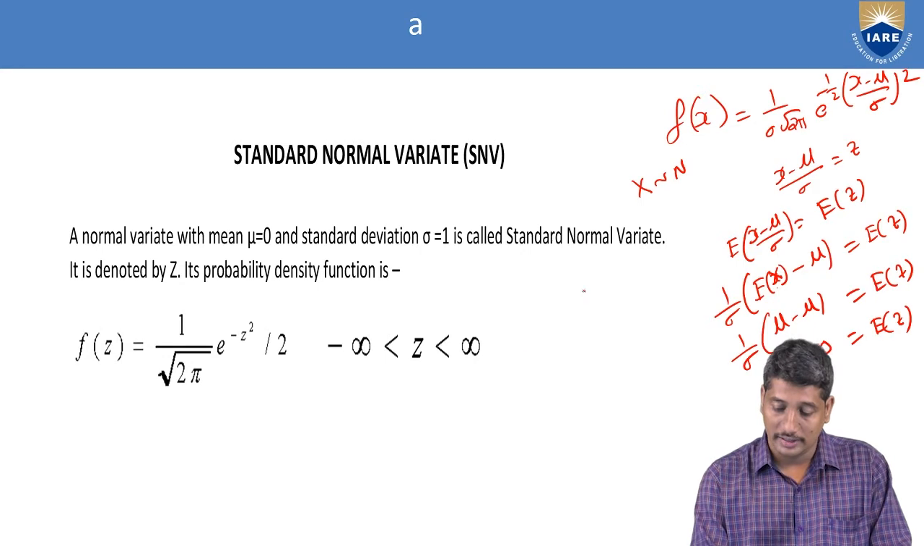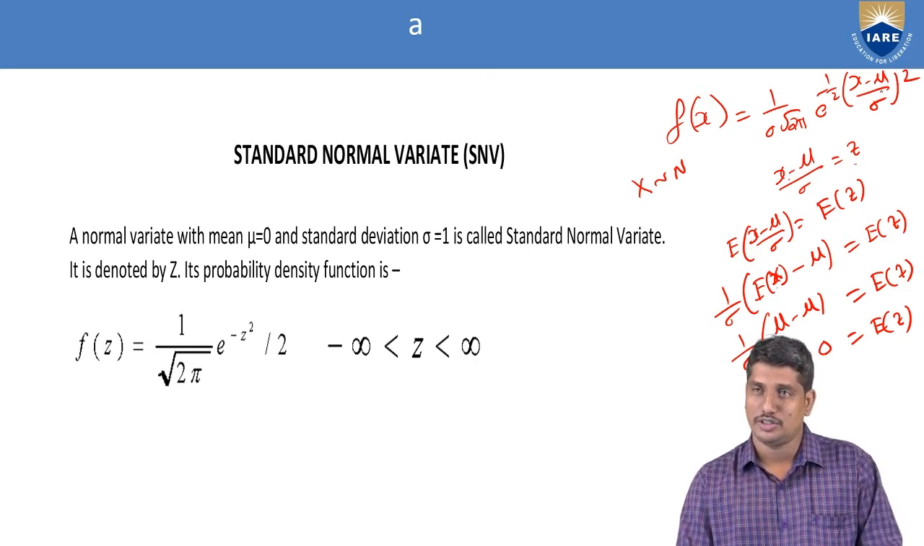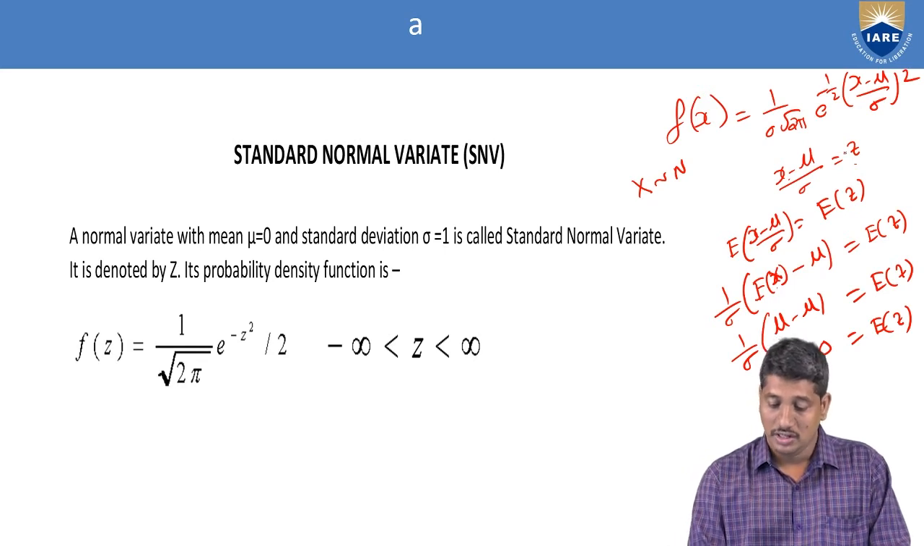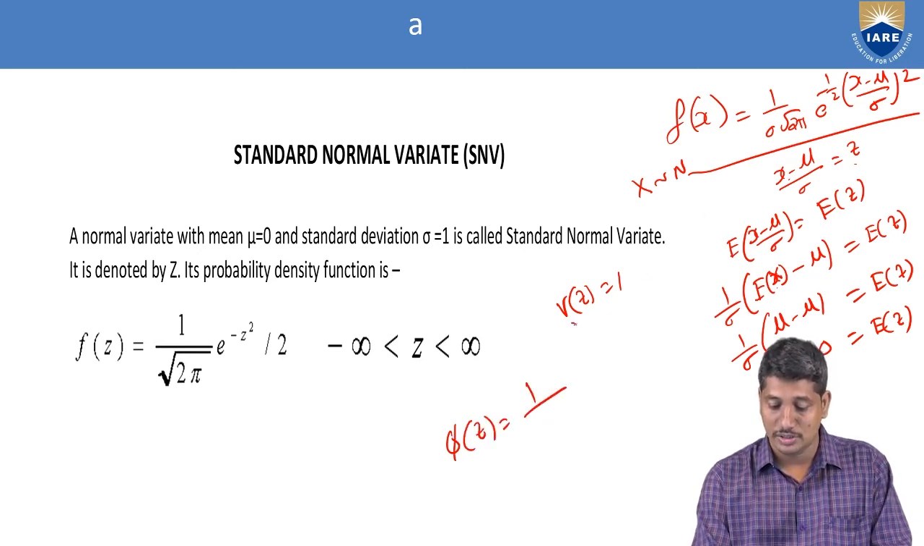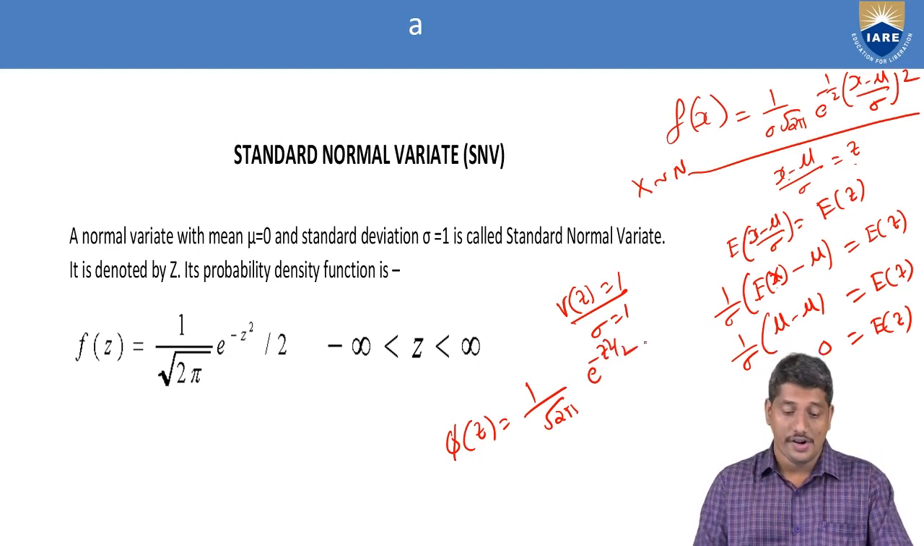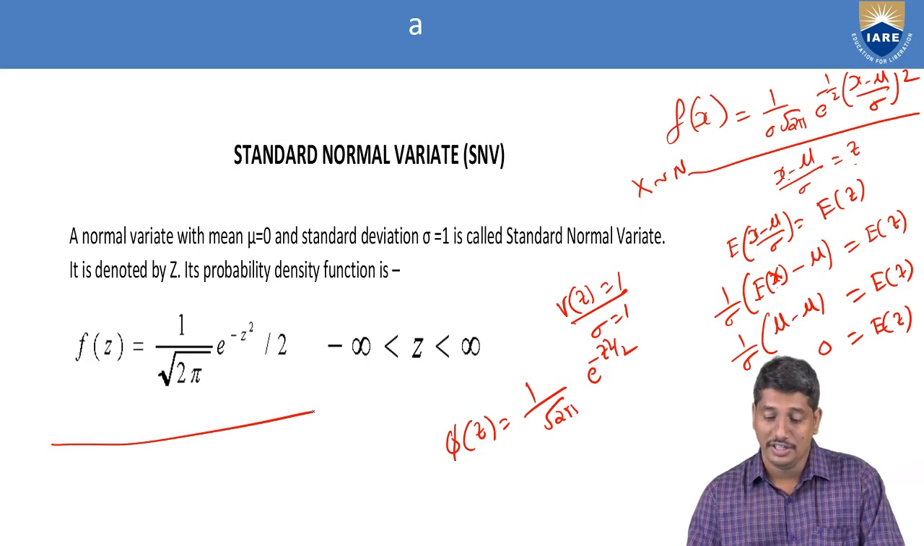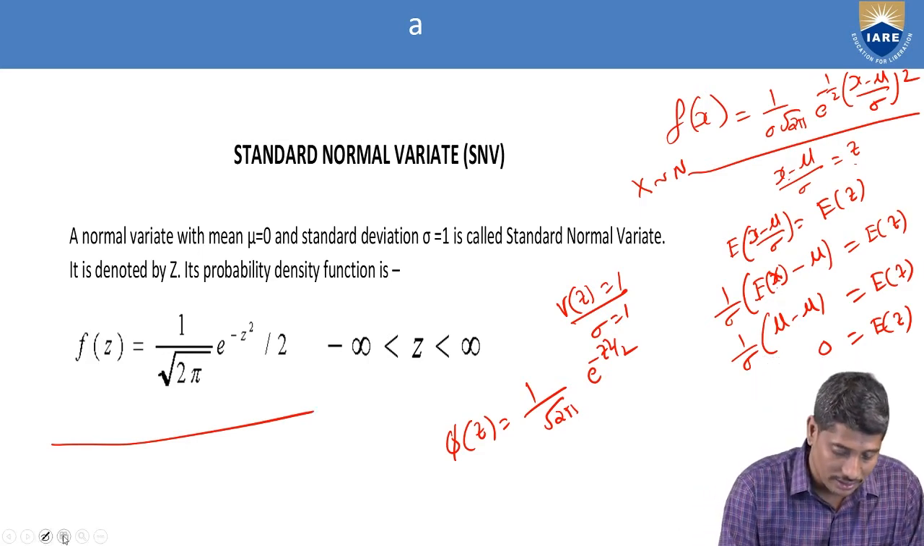Similarly, when you replace (x minus mu) by sigma with z, the variance of z will be 1. And hence, this entire function will be changed to a new function. Phi of z is equal to 1 by root 2 pi e power minus z square by 2, because sigma, that is the standard deviation, is 1. This is known as the standard normal variate.